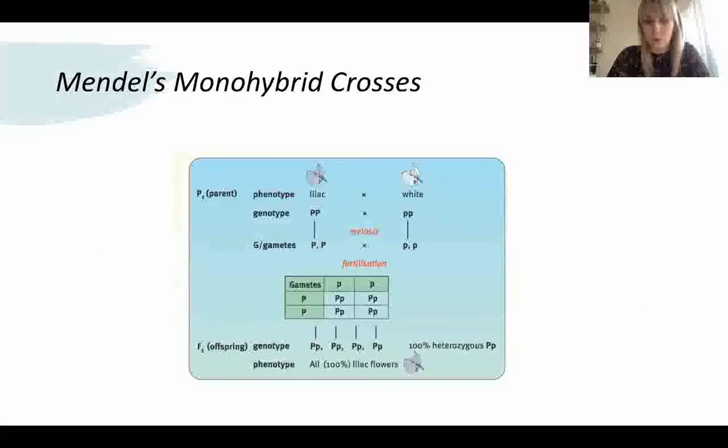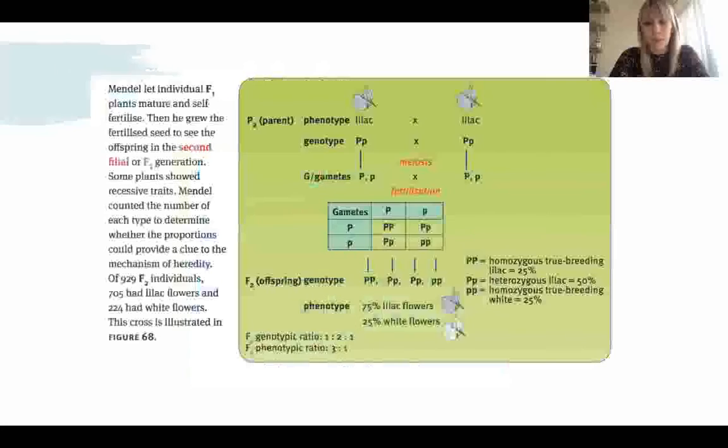All of the offspring will be the same. So 100% heterozygous, capital P, small p. In other words, the phenotype will be all lilac flowers. So all of the offspring will be lilac flowers.